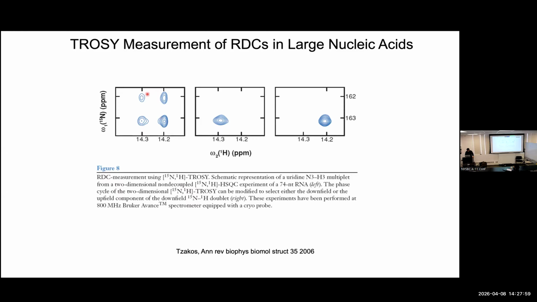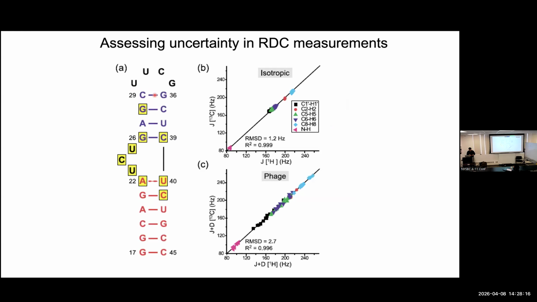You don't want to read this out on the proton because that's very weak in sensitivity, right? And by the way, the scalar coupling is always the same, of course. The J coupling split in the nitrogen or the proton is always the same, right? There's no difference. So these are the considerations you have to make when you measure splitting.